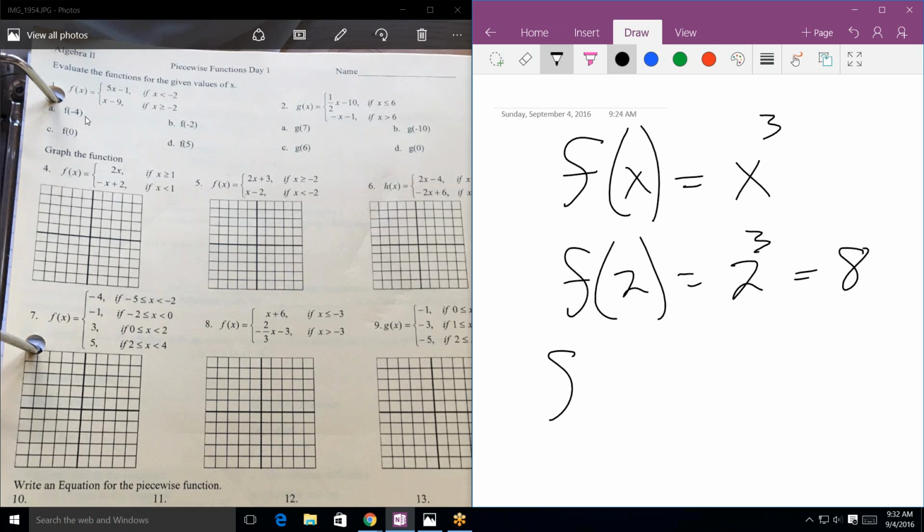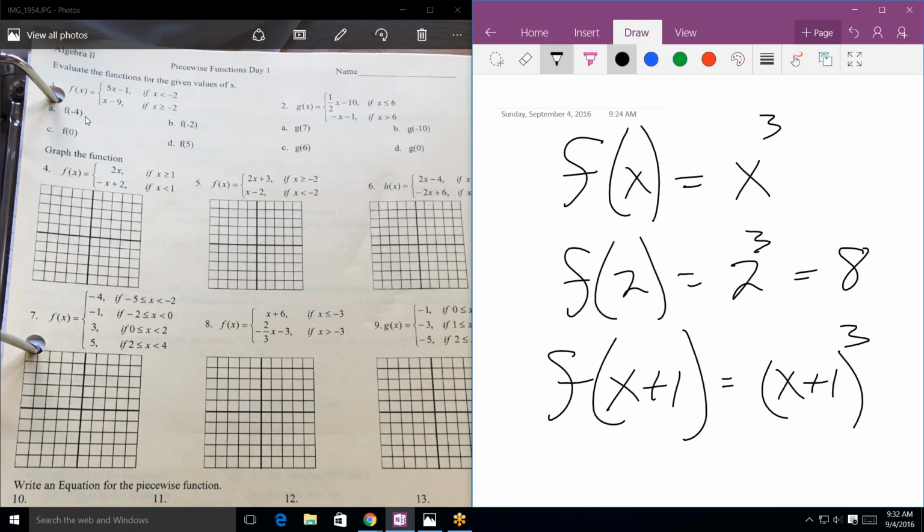Now, what would this be when there's a variable in there? That would be x plus 1 to the third power. In other words, it's very simple. Whatever you have in the parentheses goes in place of x in the original function.